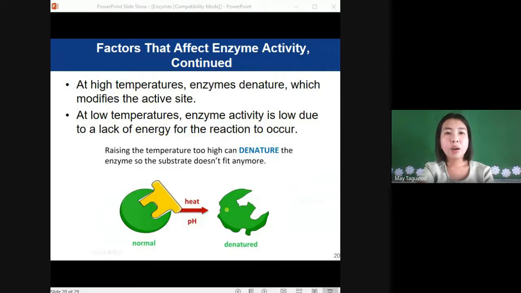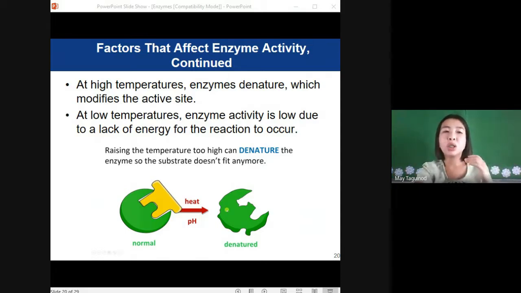While at low temperatures, enzyme activity is low due to a lack of energy for the reaction to occur. For example, food is stored in a refrigerator or freezer to slow spoilage brought on by enzymes. Another example is boiling. Boiling contaminated water will destroy enzymes in bacteria that are present in the water.